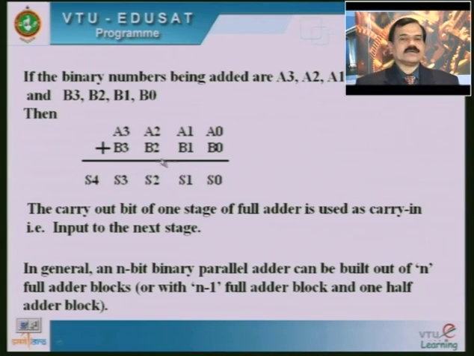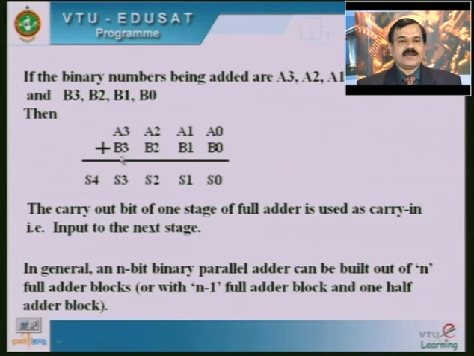Along with that, if a carry is generated in the previous stage, that is also taken into account. A2, B2 along with that carry are added, and we get S2 as the sum. Once again a carry is generated, and that carry is taken to the next block where we are adding A3 and B3.